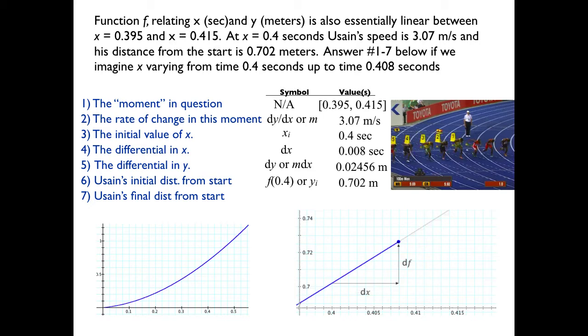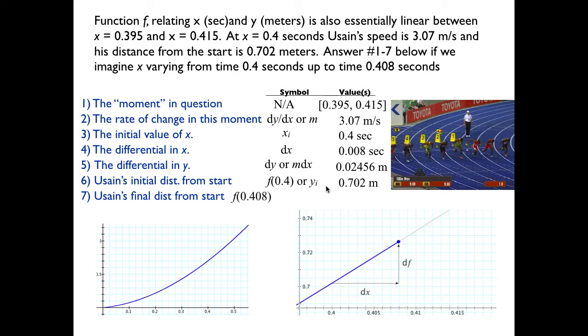during this 0.008 seconds. So symbol-wise, there's a lot of different ways we could write that. We've got his initial position plus his extra, so we could just add together these two. But in symbols, we could say, well, f of 0.4 plus dy, y initial plus m dx. I could just call it y final, but if I want to explain, well, how on earth did I get y final? We could use some of those symbols that we used earlier on, because we were just looking for his initial distance from the starting line plus what happened during this 8,000th of a second.